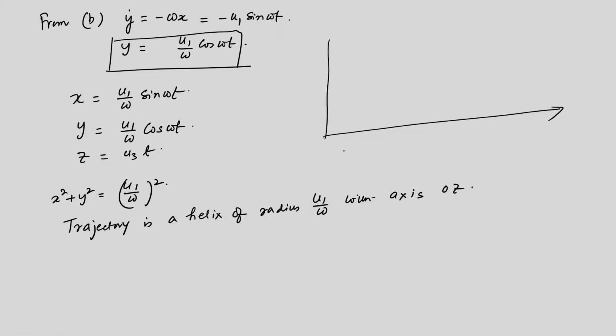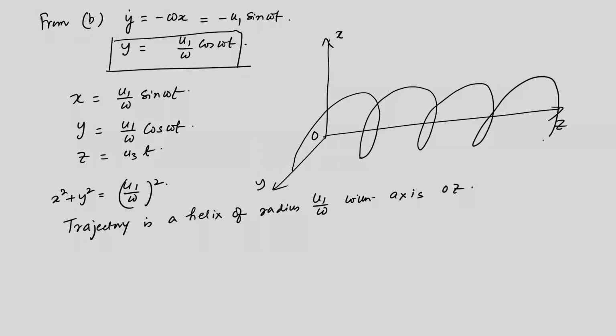Just for my convenience, I am drawing this as the z direction, and this is your O, and this is x, and this is y. So, it is like this, and so on. It just goes uniformly in the z direction as the time increases, and this thing is of course u1 over omega. So, how far it goes from the z axis is equal to u1 by omega.